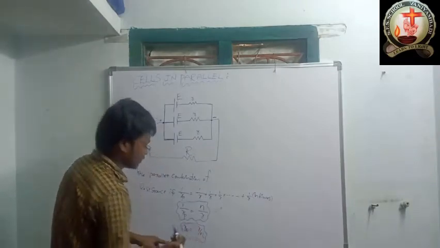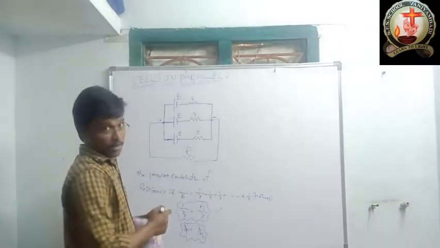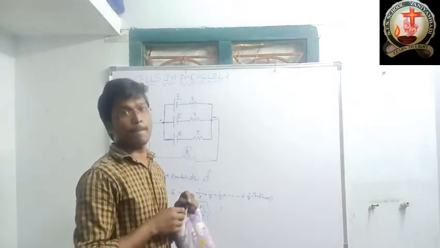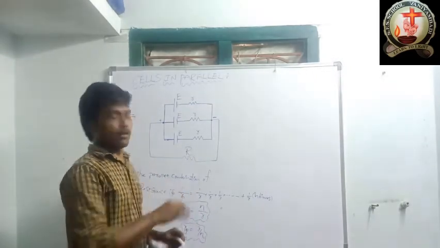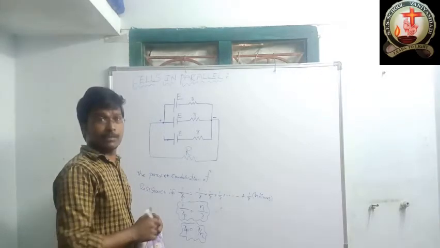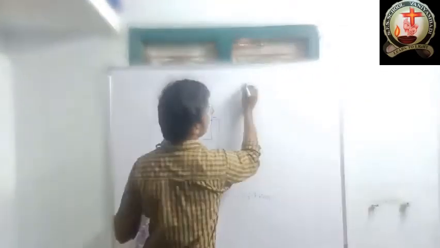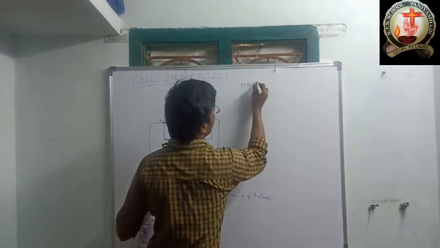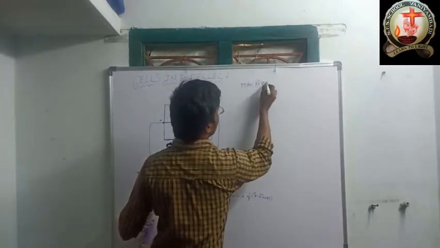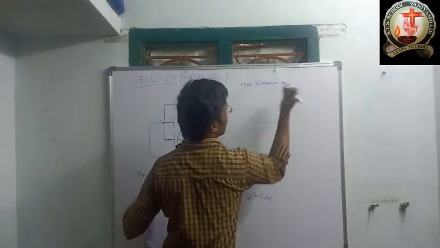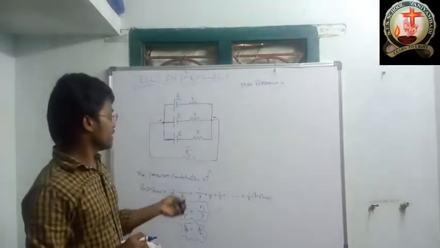So this is the final expression of these 3 resistors combination. Now I am going to find the total resistance of the circuit. Total resistance of the circuit is equal to, what is the total resistance?